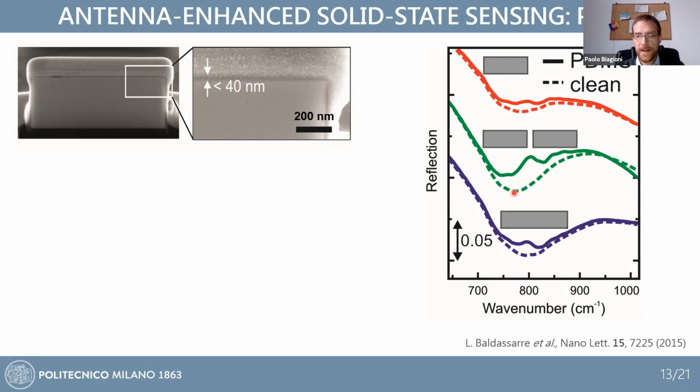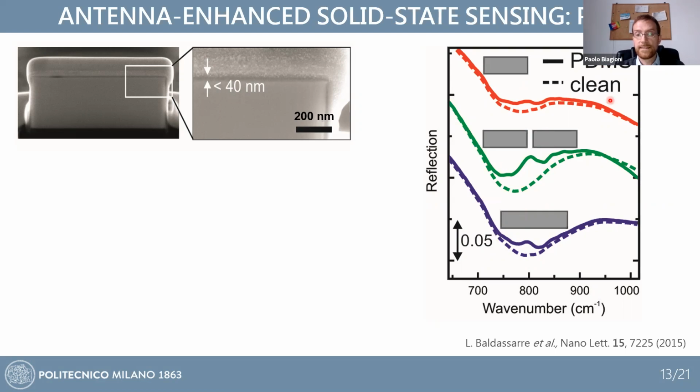The dashed spectra are those of the clean antennas. Then we put the PDMS on top and we measure the solid lines. What you can see is this vibrational fingerprint around 800 wave numbers that is associated with the PDMS response, which clearly appears on top of the antenna spectrum. You can also appreciate that the strongest signal comes from the gap antennas, because the gap favors the localization and the enhancement of the fields.